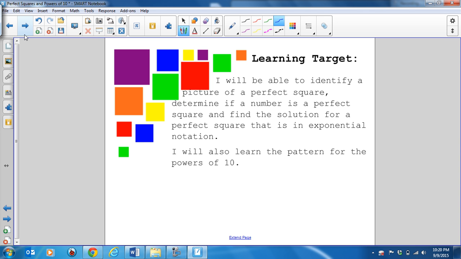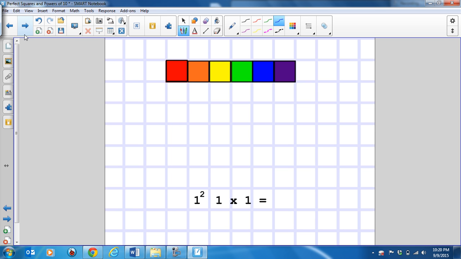So your learning target for today: you will be able to identify a picture of a perfect square, determine if a number is a perfect square, and find the solution for a perfect square that is written in exponential notation. You will also learn the pattern for the powers of 10. So let's take a look here.